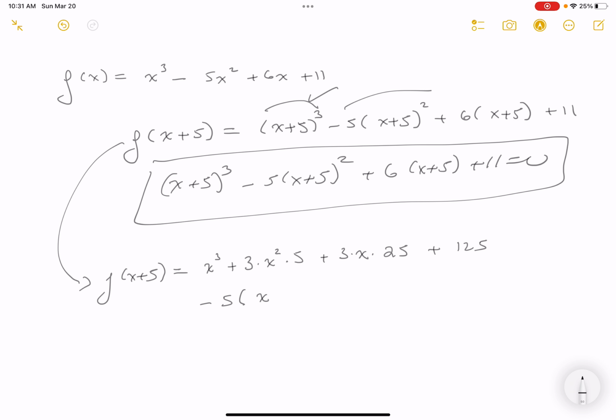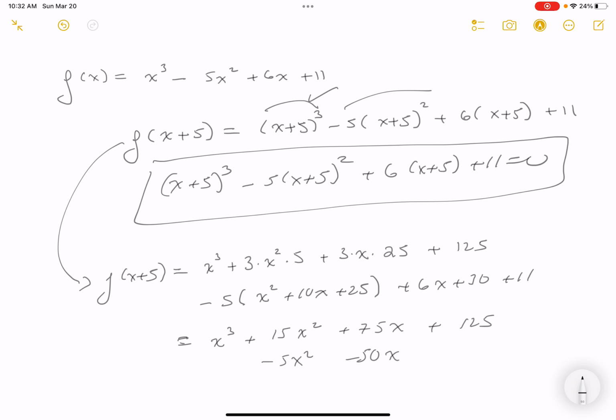Minus 5. First of all, I got to square it. That's going to be x squared plus 10x plus 25. And then you're going to get, let's see, 6x plus 30 plus 11. All right, I'm going to keep moving forward on the simplification front. I get x cubed plus 15x squared plus 75x plus 125. Let's do the next line, which can be minus 5x squared minus 50x minus 125.